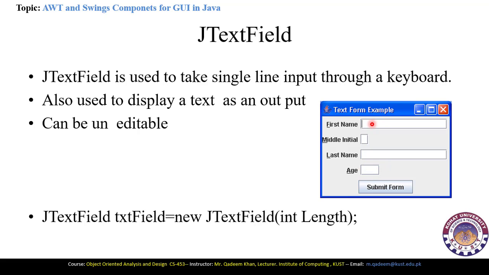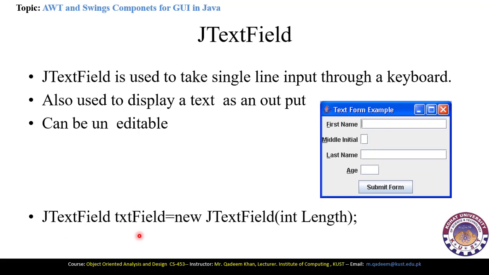It can display the output, and it can be editable. That means when you have some input and later on you want to change that input, then you can edit that input. Well, if you have disabled this JTextField, then you cannot provide any sort of input. It will be just used for displaying the output.